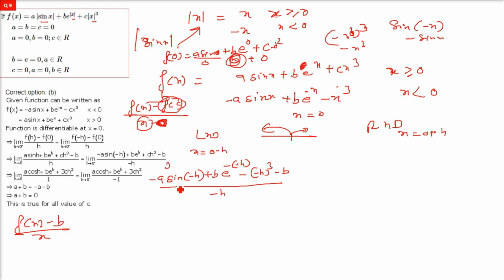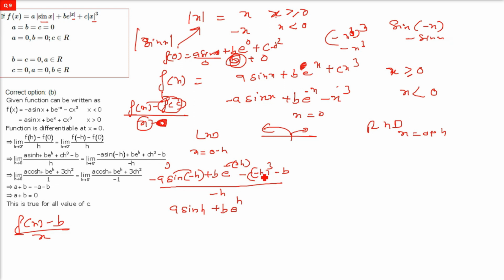Sin minus theta is minus sin theta, so this becomes positive. You get a sin h. And then you have b raised to the power e to the power minus of minus h. Minus minus gets cancelled. You will only get b raised to the power e to the power h. And here you have negative h whole cube. That will be negative h whole cube only.